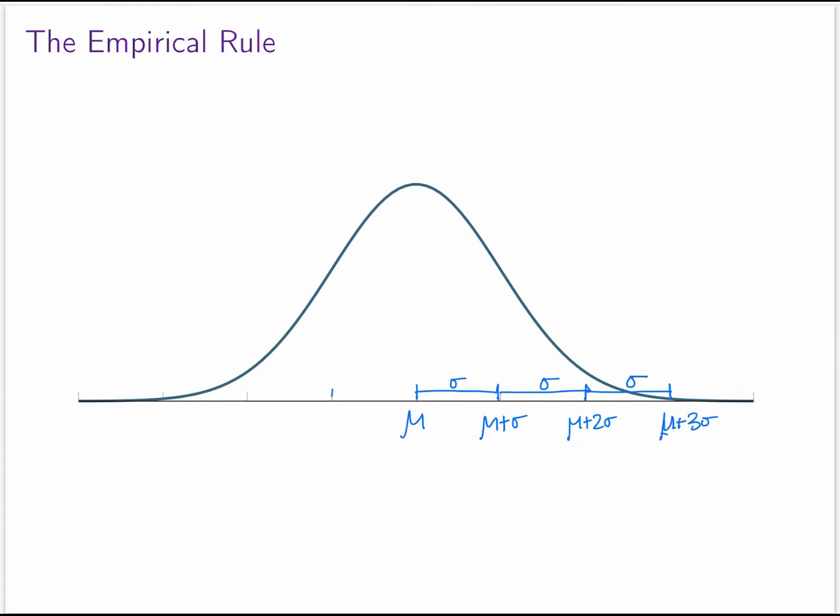I can also go backwards. This distance is sigma, but the value would now be the mean minus a sigma. Go back one more standard deviation, this would be mu minus 2 sigma. And one more, this would be mu minus 3 sigma.